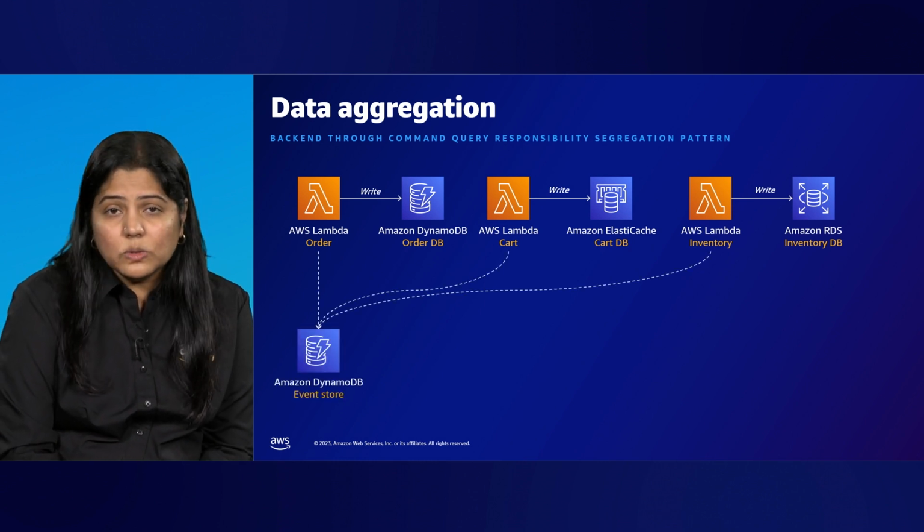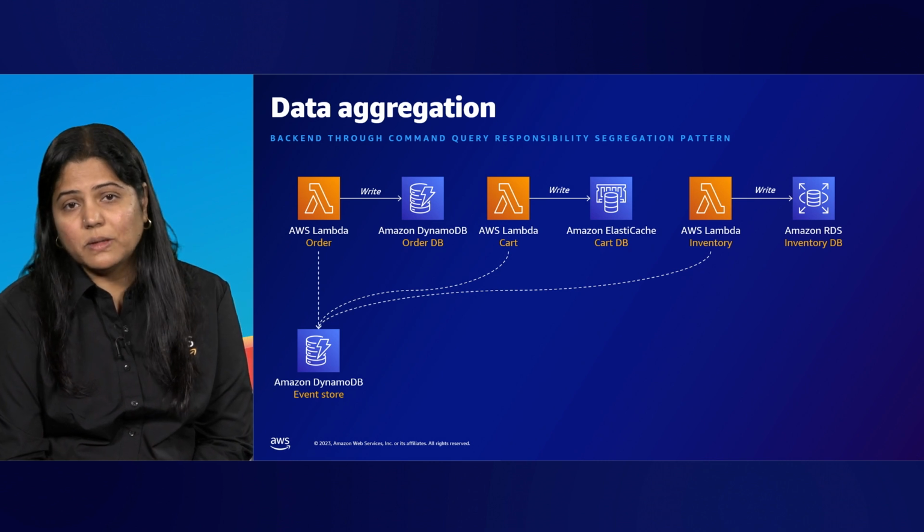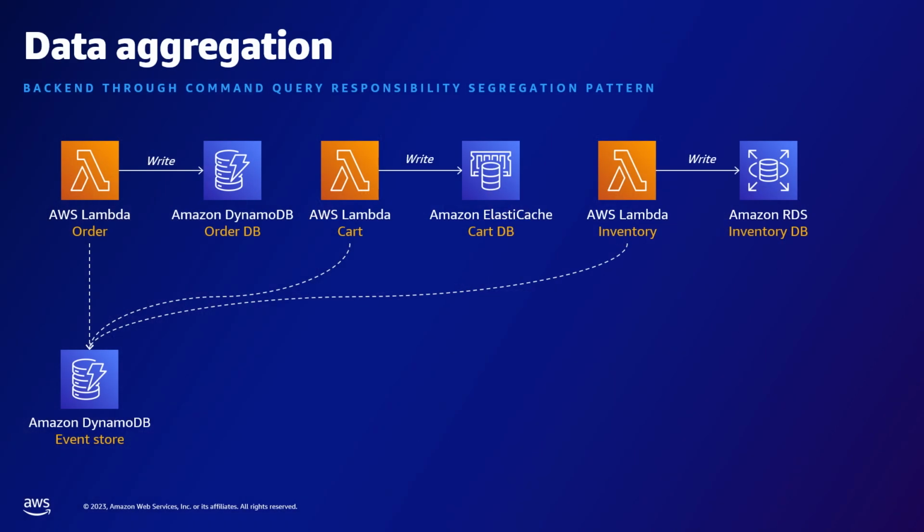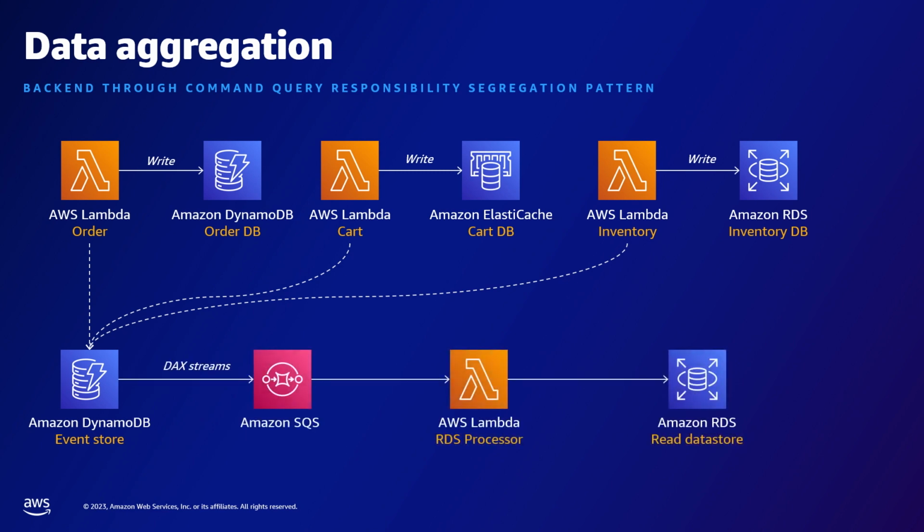The CQRS pattern is usually implemented along with the event sourcing pattern. Event sourcing stores a time series of events in an event store database. This event store is the single source of truth. A projection of data can be reconstructed by replaying the events in the event store through an event processor. The RDS processor Lambda function contains the logic to convert the event stream into relational database format. We can create different formats using different event processors.